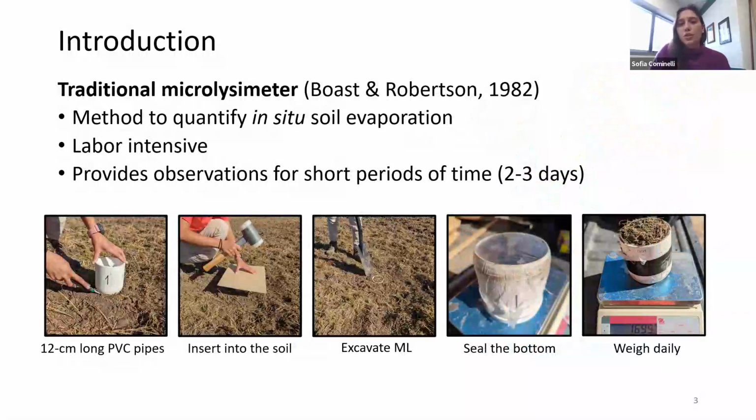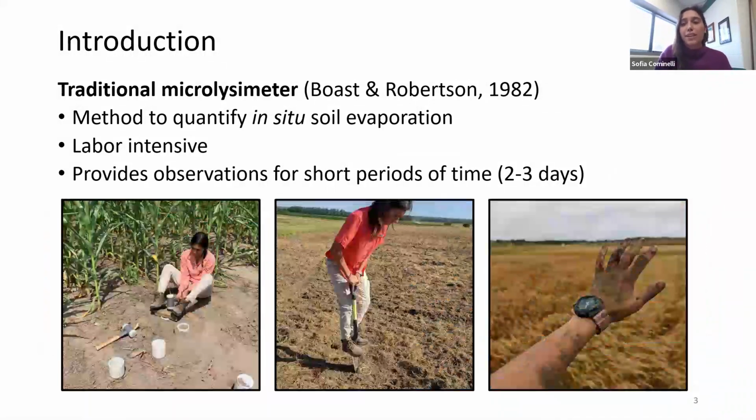A very common method to measure soil evaporation is the traditional microlysimeter technique. So this enables us to have in situ observation of soil evaporation, and microlysimeters are pipes that are inserted into the soil, then they are excavated and bottom sealed. After the sealing, the mass of the microlysimeter is going to be recorded every 24 hours for about 2 to 3 days. So as you may think, this methodology has drawbacks like being labor intensive.